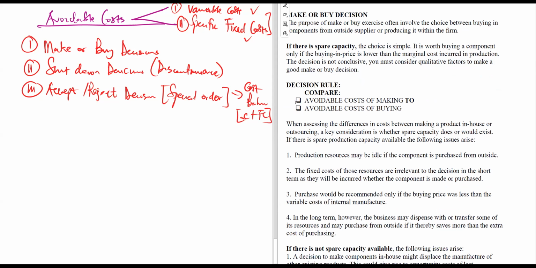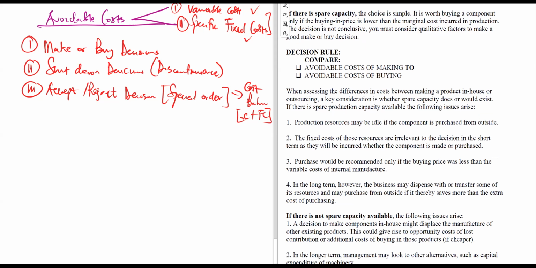So what's the decision rule? I always compare the avoidable cost of making to the avoidable cost of buying. So when assessing the differences in cost between making a product in-house or outsourcing, a key consideration is whether spare capacity does or would exist. If there's spare production capacity available, the following issues arise. Your production resources may be idle if the component is purchased from outside. And that spare capacity, can you use it to take up a special order?